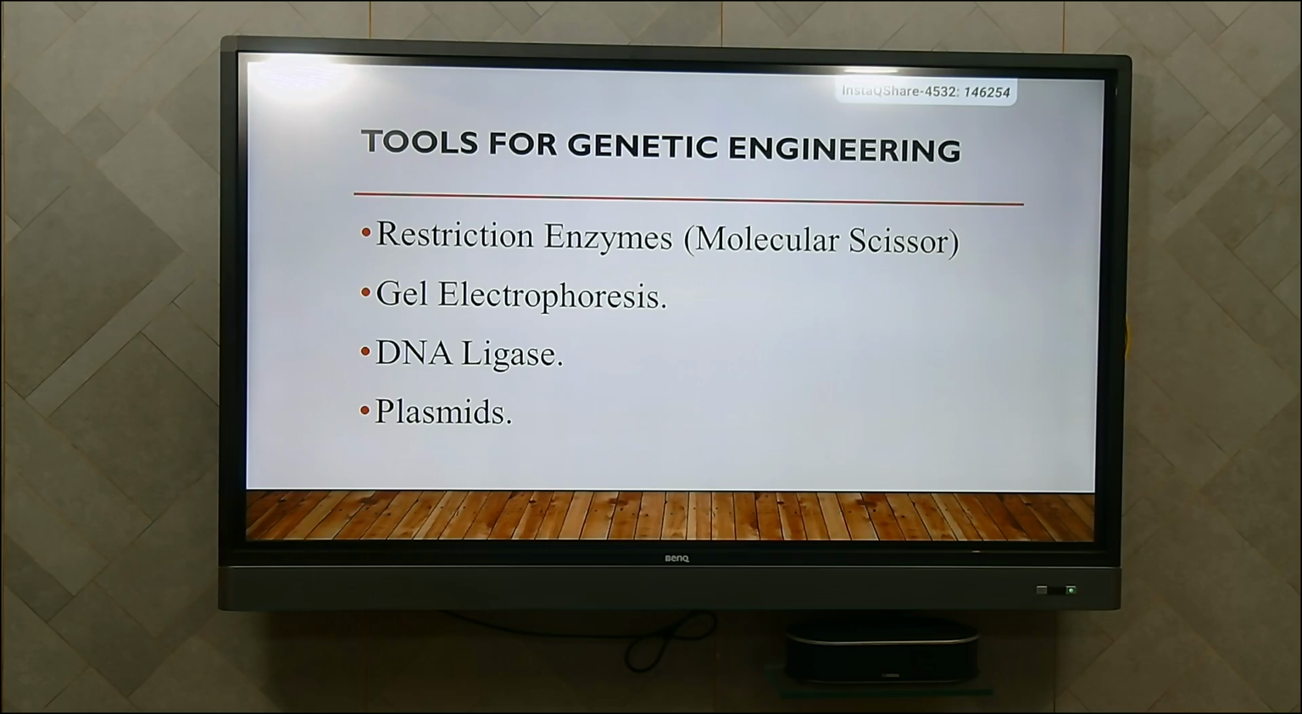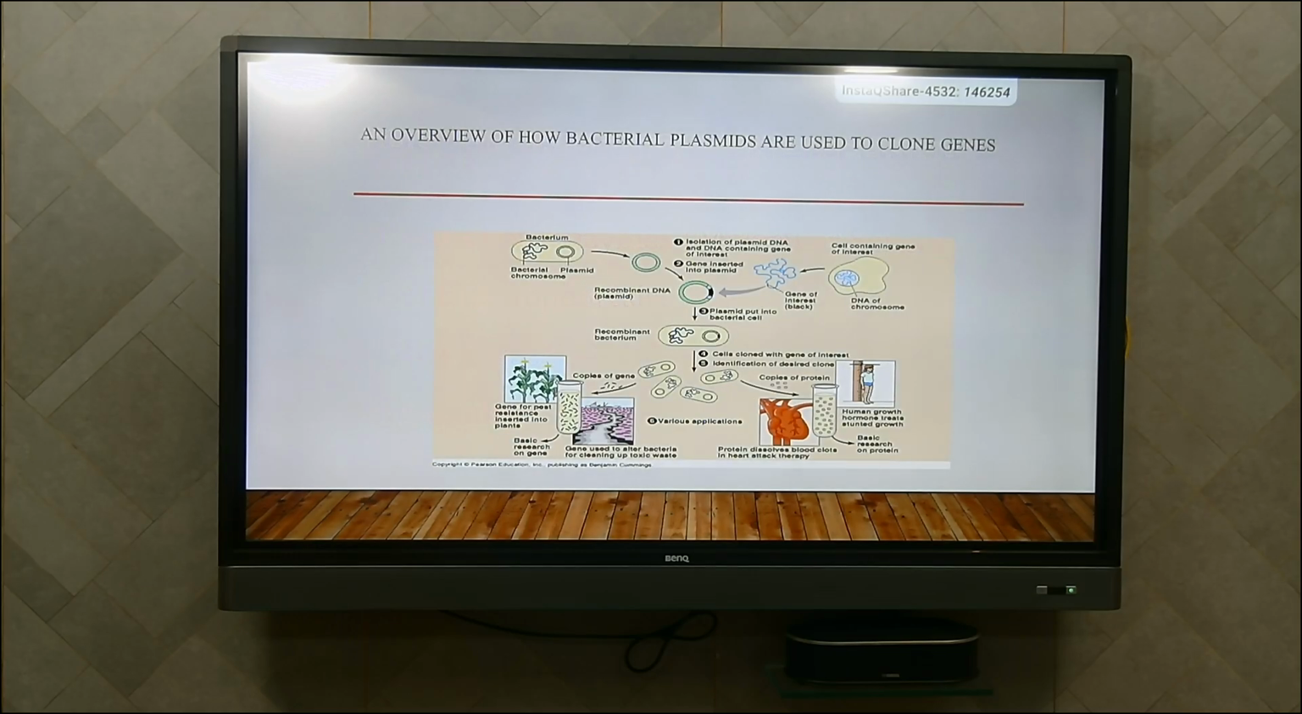Gel electrophoresis is a technique used to separate DNA fragments according to their size. DNA samples are loaded into wells at one end of the gel and an electric current is applied to pull them through the gel. DNA fragments are negatively charged, so they move towards the positive electrode. This slide shows an overview of how bacterial plasmids are used to clone genes.